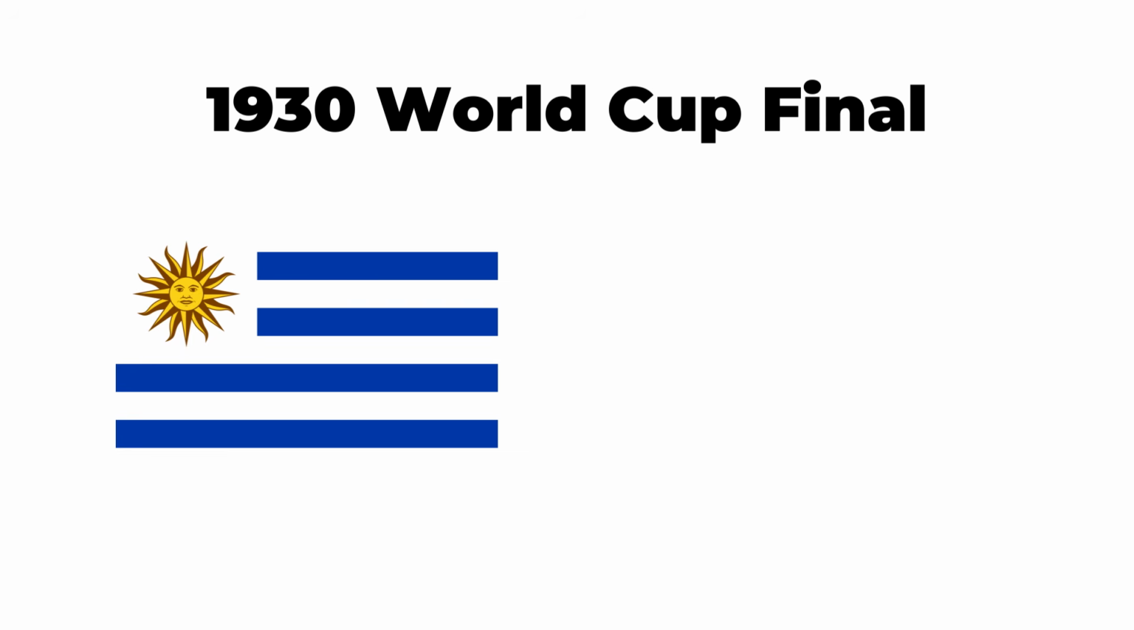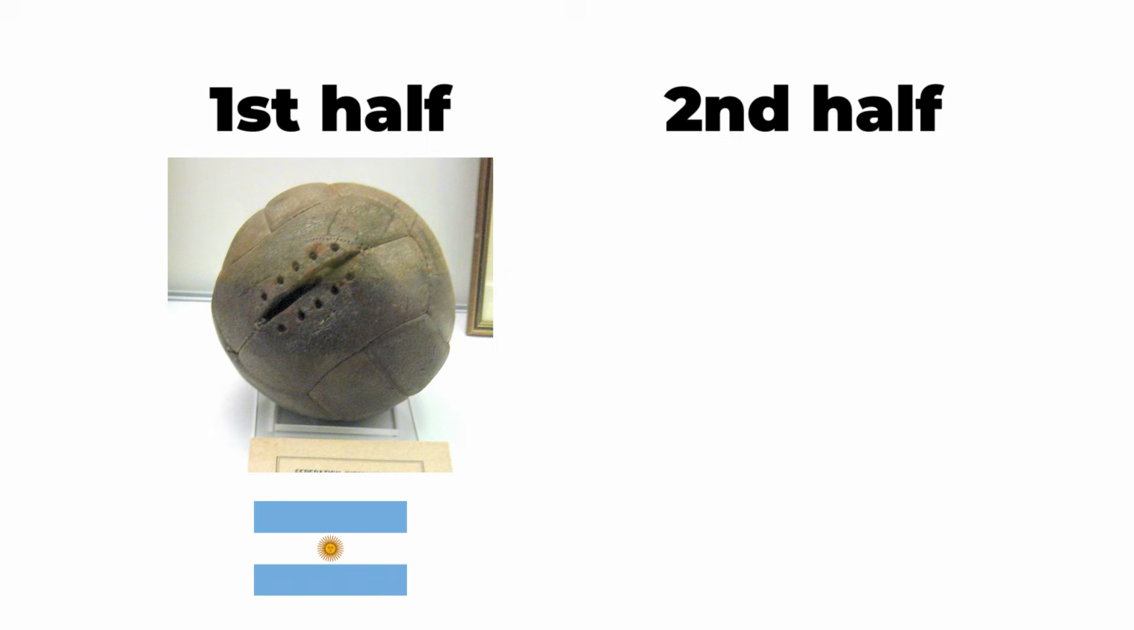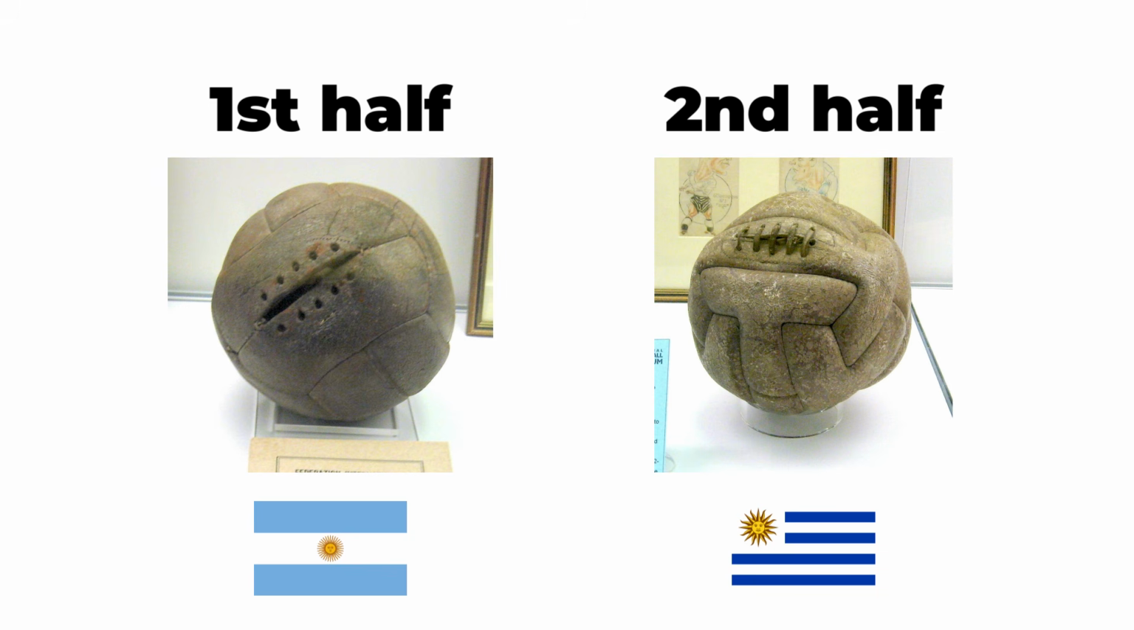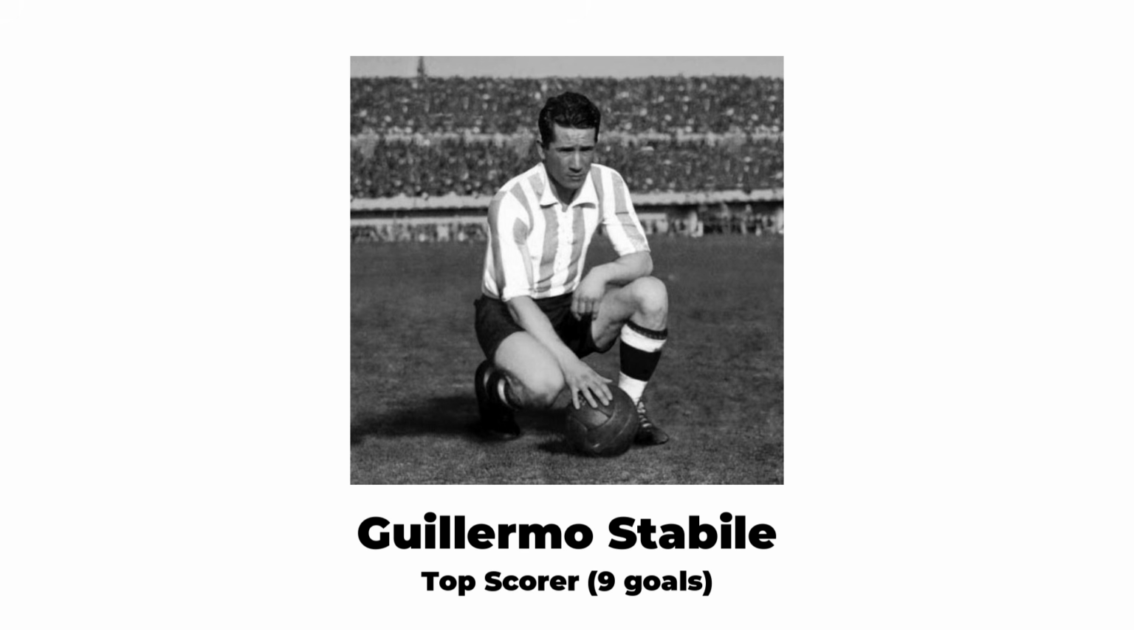There, it was the host Uruguay who took on Argentina. And we had our first dispute. Literally. Both teams wanted to provide their own match ball, and FIFA had to intervene with a compromise. The compromise is that Argentina provided the ball for the first half and Uruguay for the second. The football preference showed on the pitch. At halftime, Argentina was in a 2-1 lead, including a goal from this World Cup's top scorer, Guillermo Stabile.